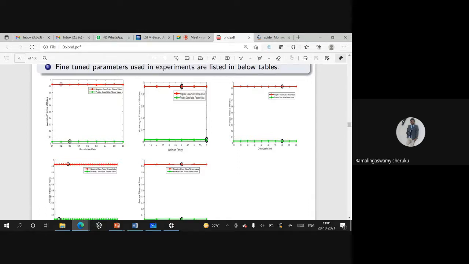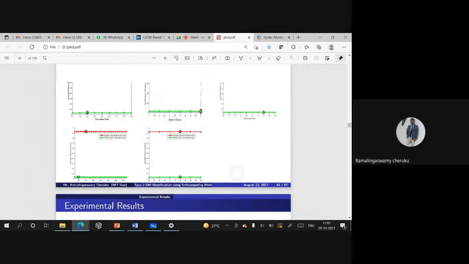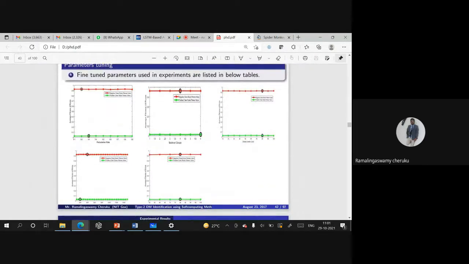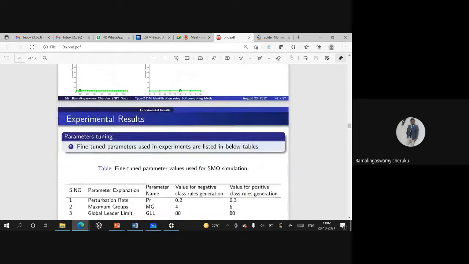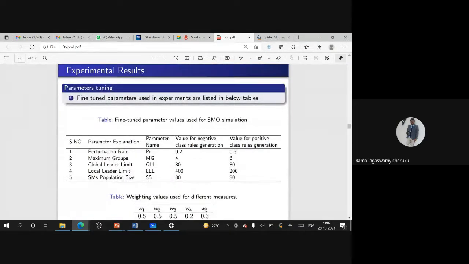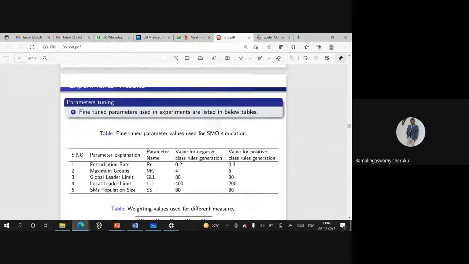This process you have to repeat for each and every hyperparameter, and you can fine tune the hyperparameters as well. This process is called sensitivity analysis. When you carry out this sensitivity analysis, this is my own research, and these are the values we plotted in the performance plots, and the same values we put in a table format too.